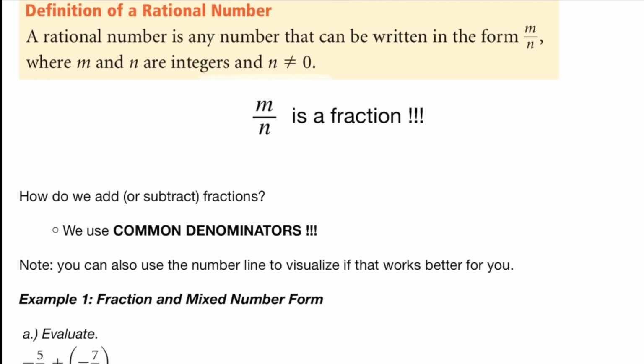So again, m over n is a fraction. So the question is, how do we add or subtract fractions? The big thing that you need to remember when you're adding and subtracting fractions is that you need to have common denominators. What that means is the bottom part of the fraction needs to have the same number. And the way we do that is we multiply the denominator and the numerator by a certain number so that we can have the same denominator. I'll go through a couple examples, but the big thing again is you need to find common denominators.